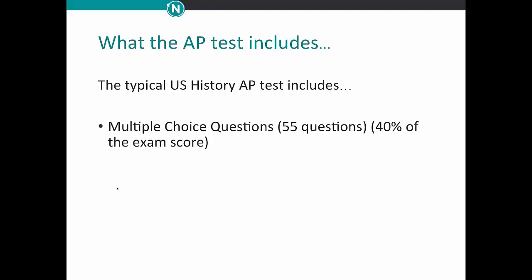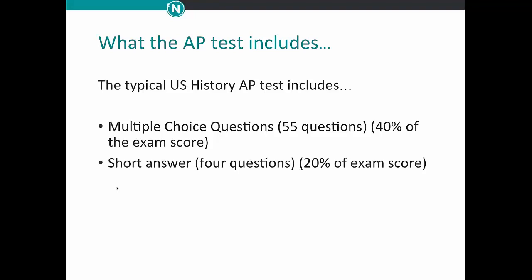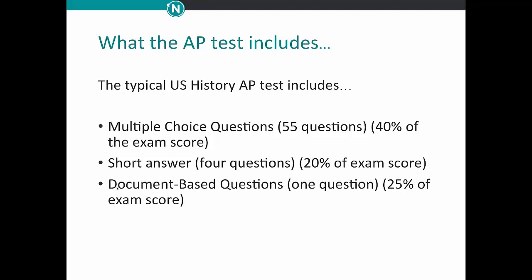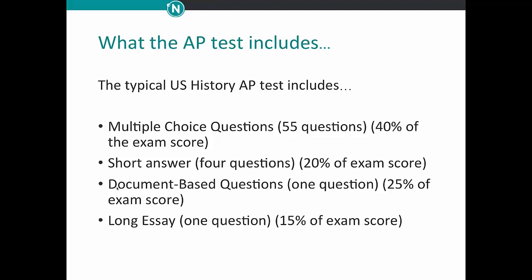There are multiple choice questions, approximately 55 questions, which would be about 40% of the exam score. There are also some short answer questions, usually 4 questions on the exam. You could very easily do a Google search and see past AP tests, so if you wanted to get a feeling for what they ask as far as document-based questions or long essay questions, they're there. The document-based question is usually one question, and it's 25% of the exam score.